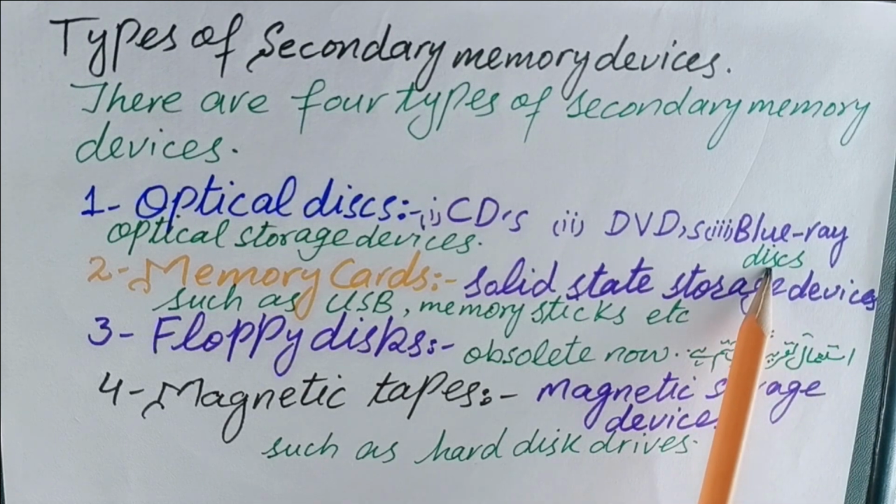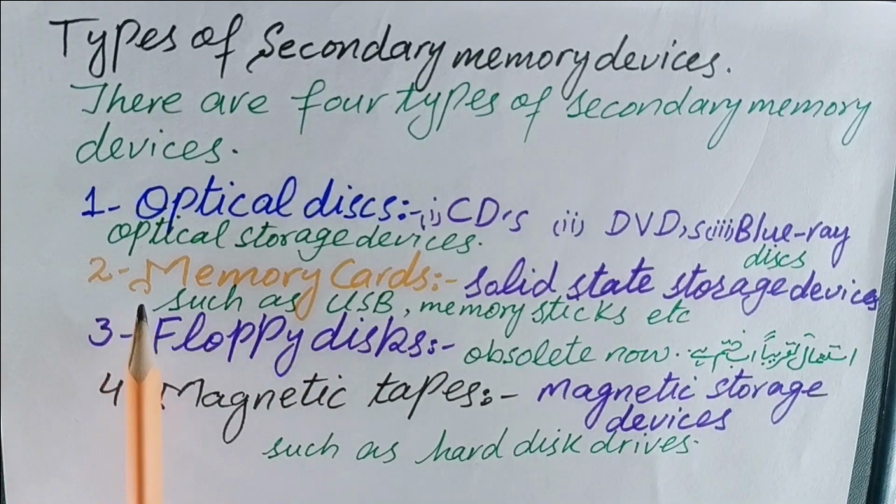Blu-ray discs. Number 2. Memory cards. Solid state storage devices such as USB, memory sticks, etc. Number 3. Floppy disks. These are obsolete now. Number 4. Magnetic tapes or magnetic storage devices such as hard disk drives.